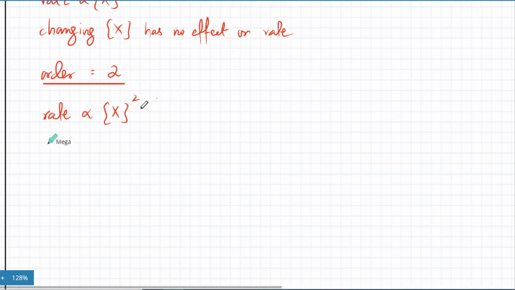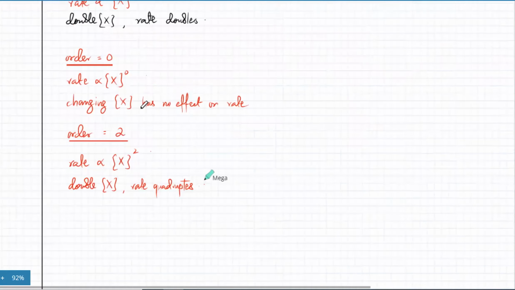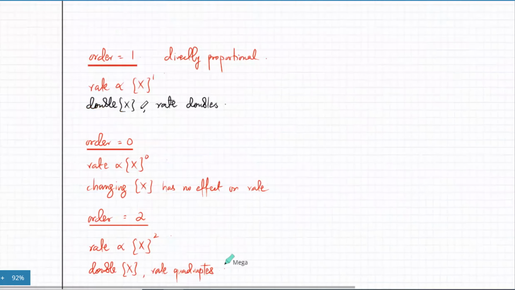So that means if you double the concentration of X, rate quadruples. So the rate of reaction is going to change by a much bigger margin. So that is order 1, 0, and let me just put them in.